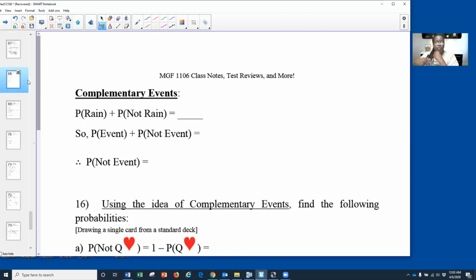So complementary events, let's talk about rain here. Let's say the probability of rain plus the probability of not rain would equal what? 1, right? If you have the probability of rain and the probability of not rain, that would equal 1. So for instance, if I tell you we have, I don't know, let's see.